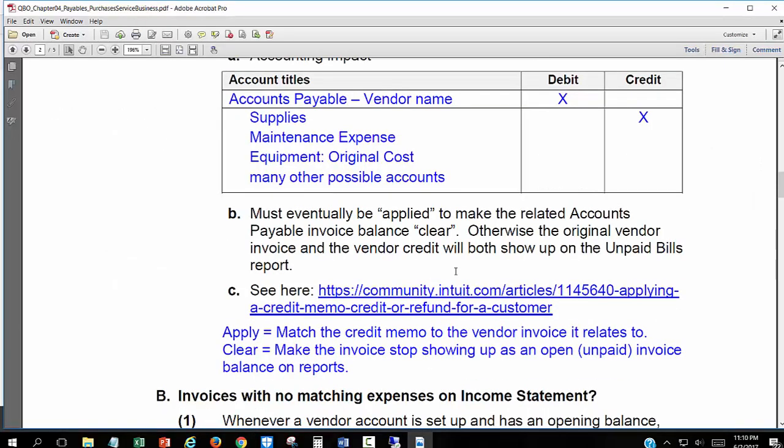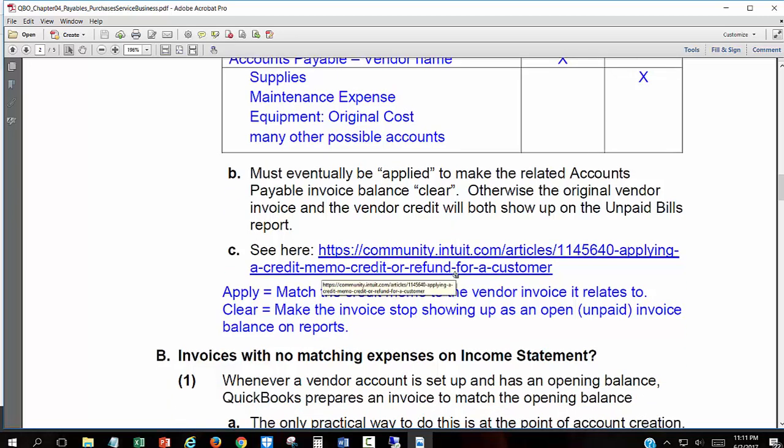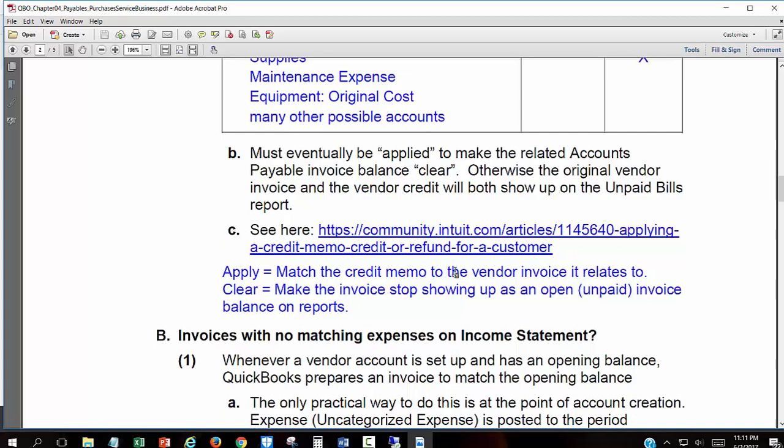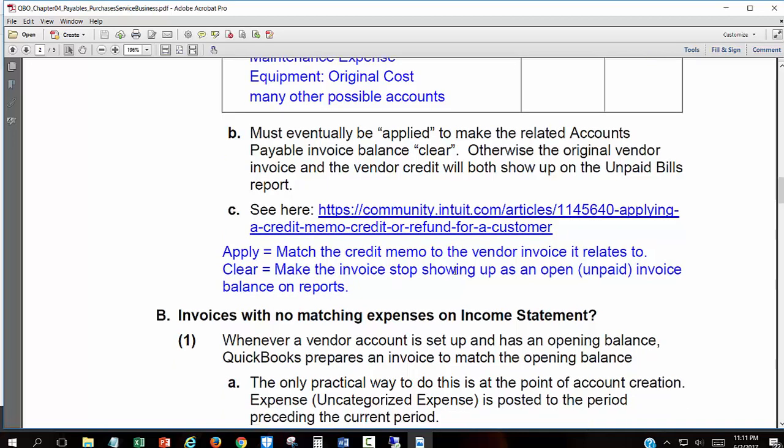Now, if you run across invoices that don't seem to have any matching expenses on your income statement, like you drill down through an expense on the income statement but you don't see it, but yet you can find this invoice in your records somewhere way back there. Whenever a vendor account is set up and has an opening balance, QuickBooks makes an invoice to match that opening balance. So the only practical way for this to happen is at the point where the account gets created.